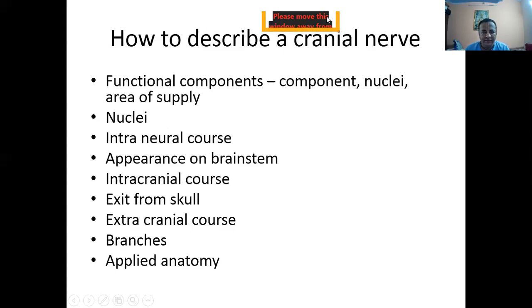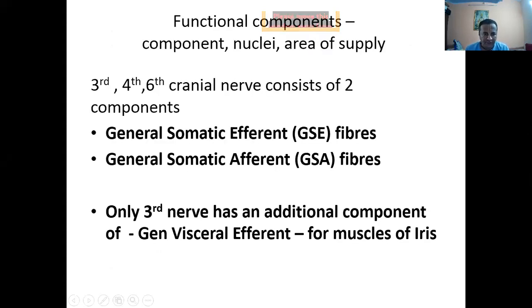So let's check the functional components of the third, fourth, and the sixth cranial nerve. It is general somatic efferent because only two muscles of the head, neck, and face develop from somites. One is the extraocular muscles of the eyeball, and second is the muscles of the tongue. So 3, 4, 6, and 12, these cranial nerves will have this component, general somatic efferent.